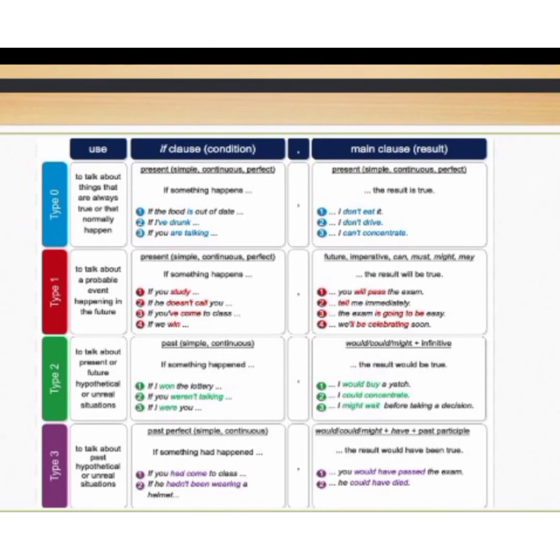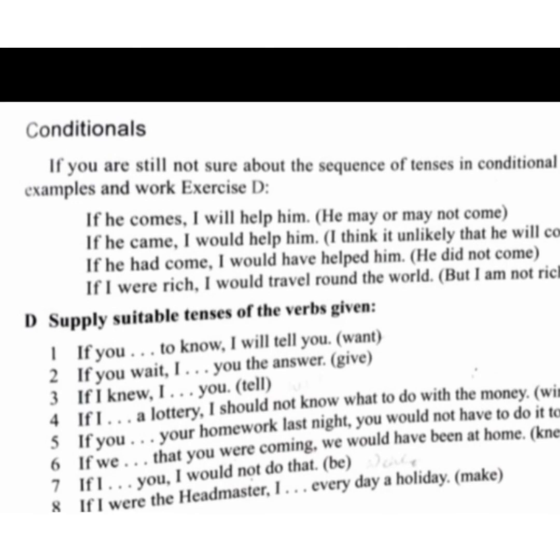So these are the uses of conditions, what we have to use for the if clause and the main clause. Whether the if clause is type 1, type 0, type 2, type 3, whatever you see, according to that you have to change the main clause. Okay, so I hope this is understood by you people. Let us do our exercise given on page number 171. Let us start. See here, exercise D, supply suitable tenses of the verbs given.